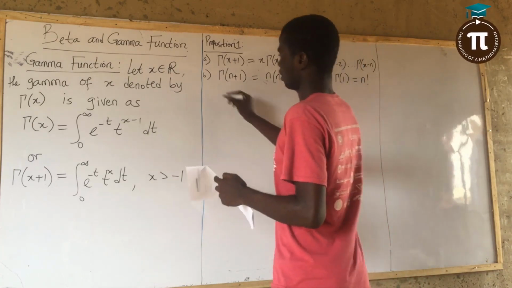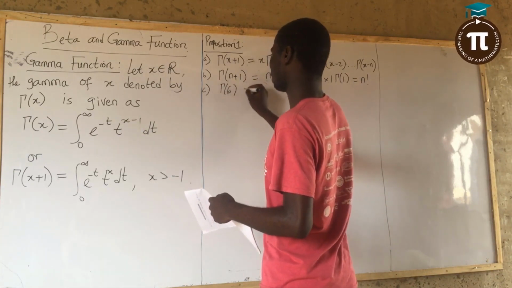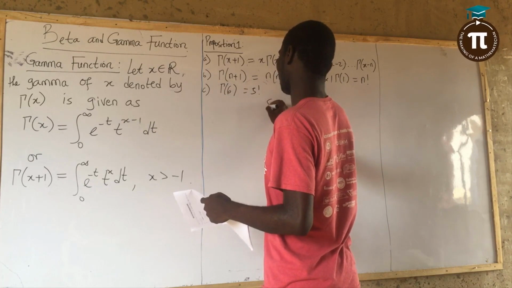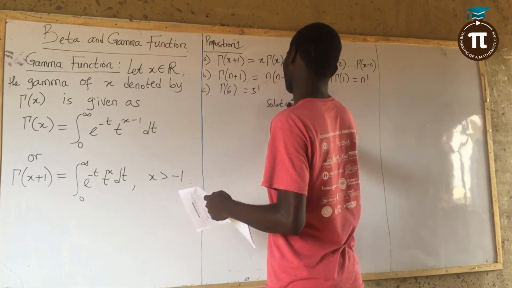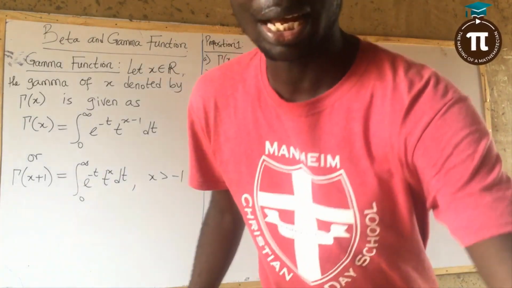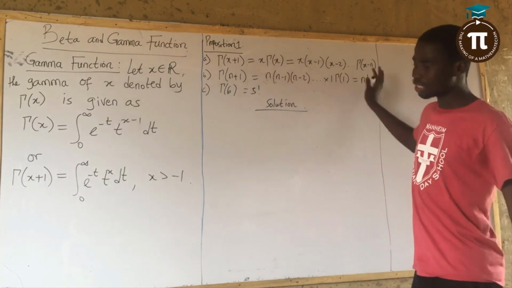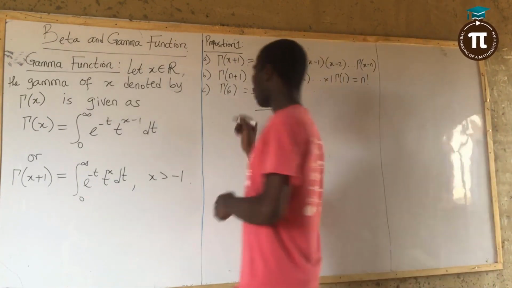So, with what we have gotten, we will now need to show that gamma of 6 is 5 factorial. This is the first thing we need to show. Now, these are properties of the gamma function. Now, we want to prove all these things. So, this is what we are going to do.